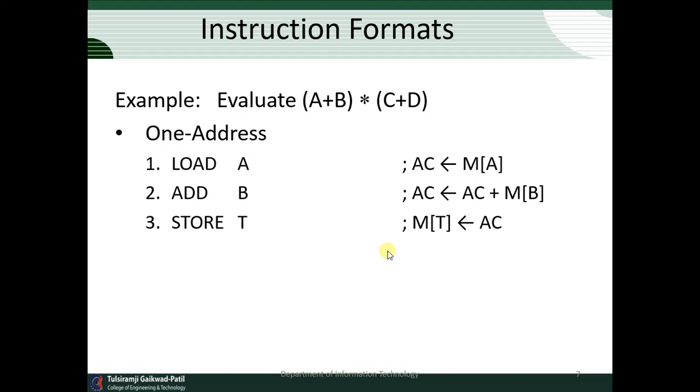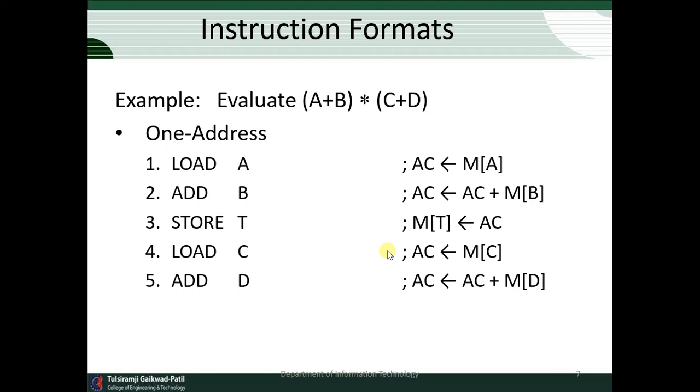Third step, again we require storing in T. We need to clear that accumulator, because we are going to use it again for C plus D. That's why we need to clear it. So the accumulated data, A plus B, is stored in the register T. Now load C again. After that we need to add AC plus D, and again we get one result in the T and multiply with the accumulator.